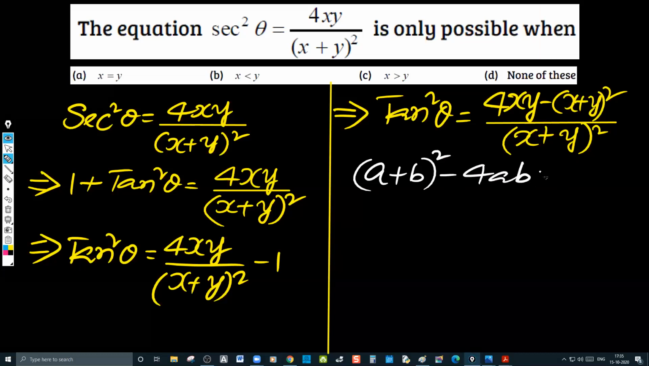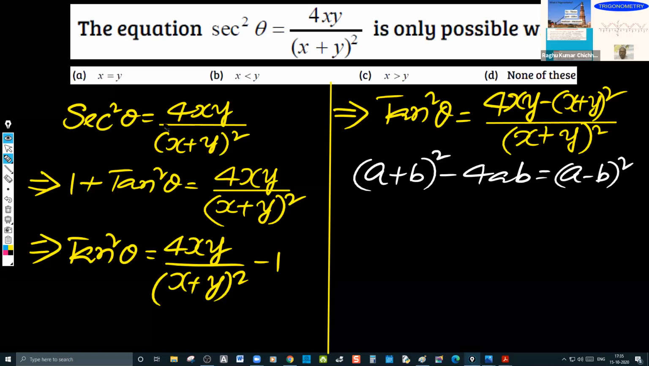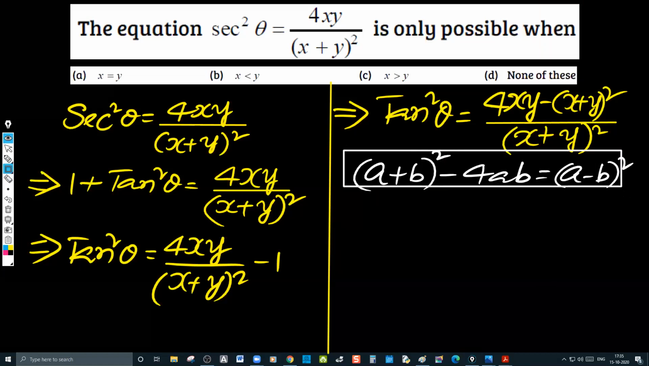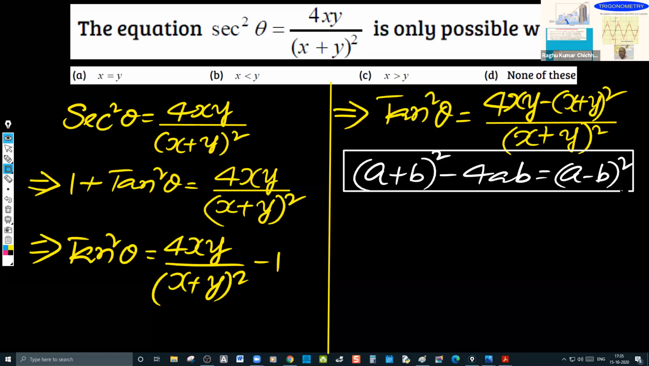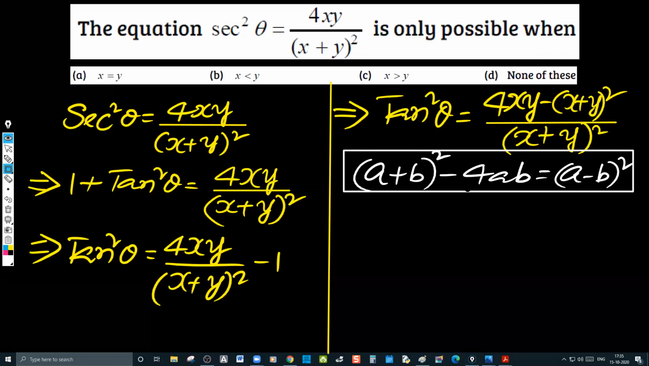A minus b whole square. Maurya, are you there? Yes, sir. Do you know this or should I explain this? Sir, no, I don't know. This is simple only. A plus b whole square means a square plus b square plus 2ab. Okay, sir, I understood. Yeah. That plus 2ab in minus 4ab gives minus 2ab. Yeah, that's what it is.